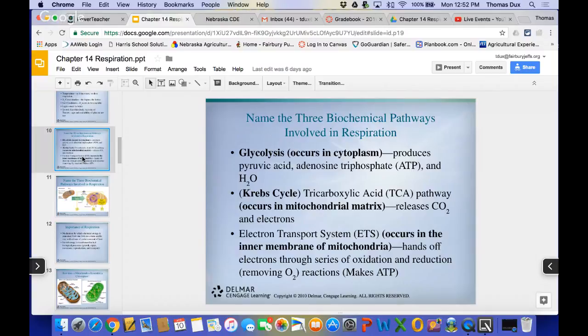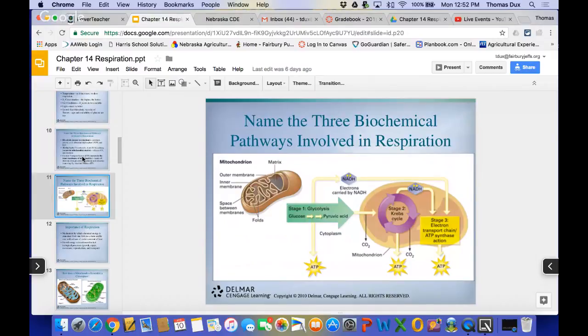So we're pretty much reversing this process so we can actually make energy so you can keep living and living well, as George Strait sings.